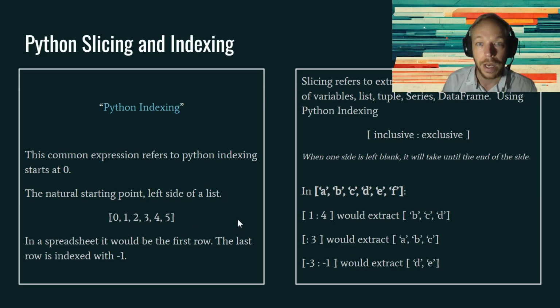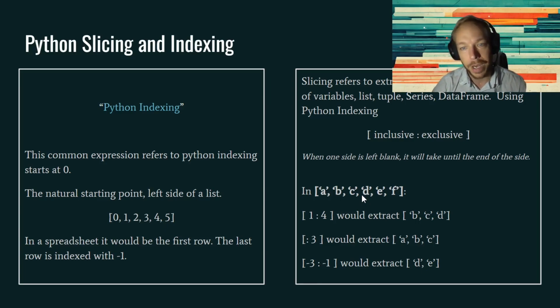Okay? Now, slicing as well is, I feel, a little bit unique to Python compared to other things. I hadn't seen anything like this, but the way it works is inclusive, exclusive. We're going to slice out a section of data. We're going to use Python indexing to say start here, go up to, but not including, the exclusive side. So inclusive, exclusive: start here, go up to, but not including this last point right here.